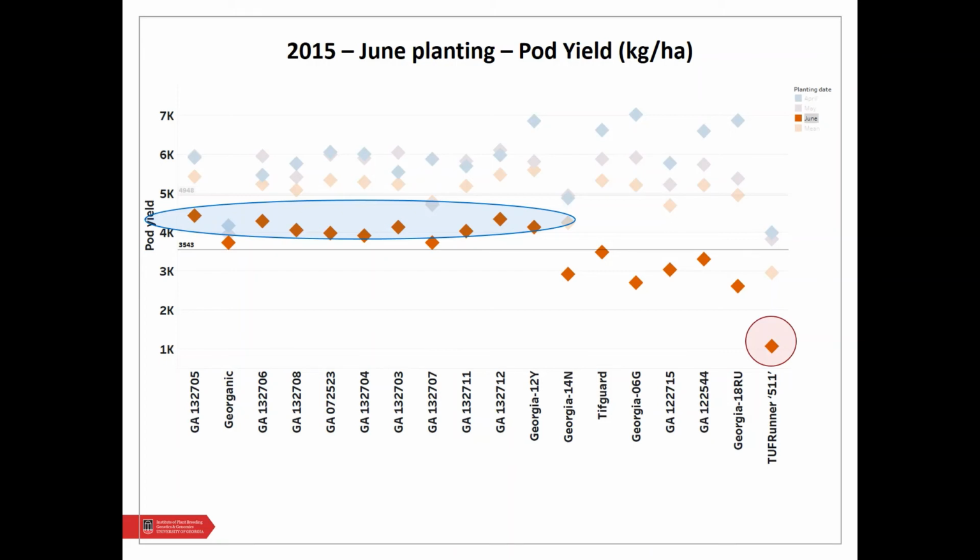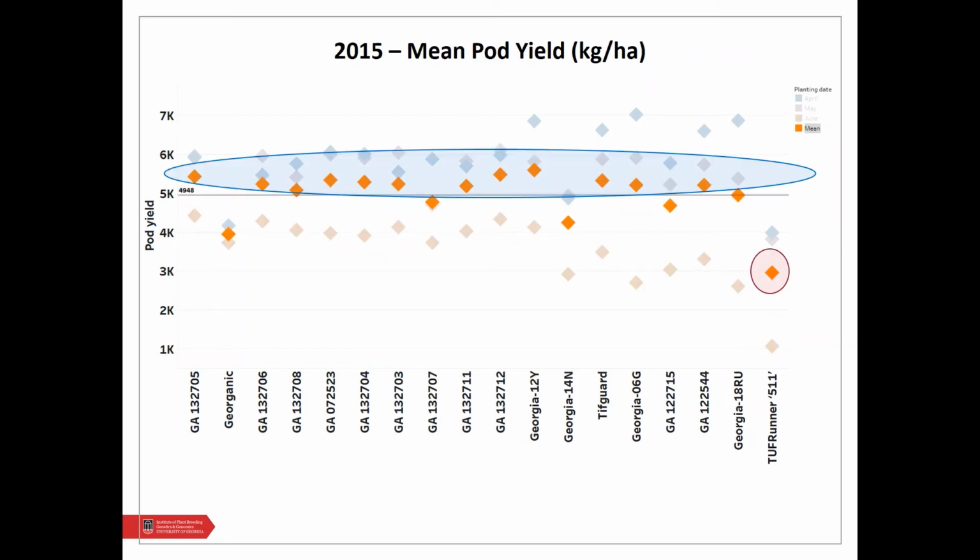The highest yielding group for the June planted trial included those genotypes with lower leaf spot ratings. The lowest yielding genotype also had the highest levels of leaf spot in this trial. 2015 did not see a great deal of significant difference for yield. But the genotype with the highest average leaf spot rating also saw the lowest yield. That's Tough Runner 511.